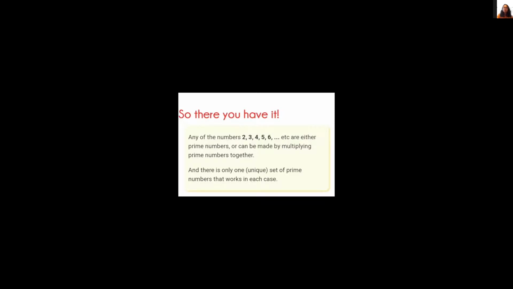So any of the numbers 2, 3, 4, 5, 6, etc. are either prime numbers or can be made by multiplying prime numbers together. And there is only one, a unique set of prime numbers that works in each case. This is the understanding of the definition. For those of you who are not clear, you can ask doubts. So any number that you pick up. So what does the fundamental theorem of arithmetic say?